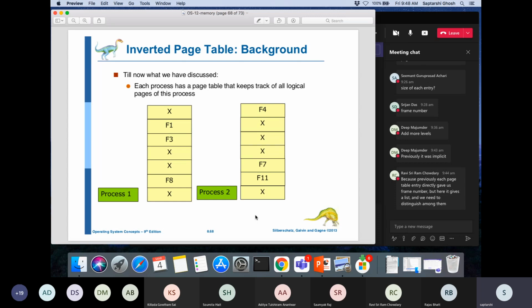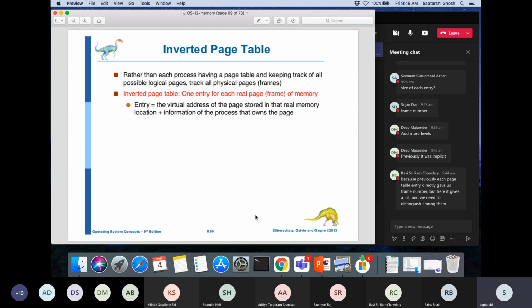But can we think differently? Say, the number of frames in the physical memory is fixed. So why can't we have simply a table which tracks which process is storing a page at which frame? That means instead of having a table for every process as to where the pages of this process are, why not track the physical memory frames? They are fixed in number, they don't change.